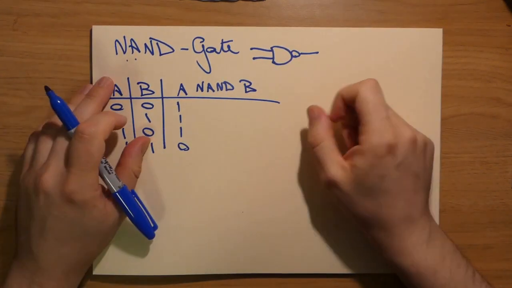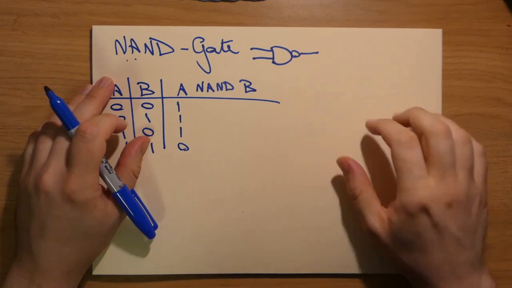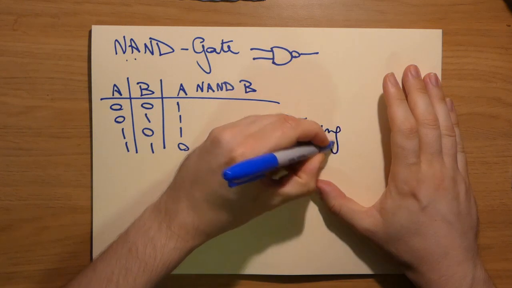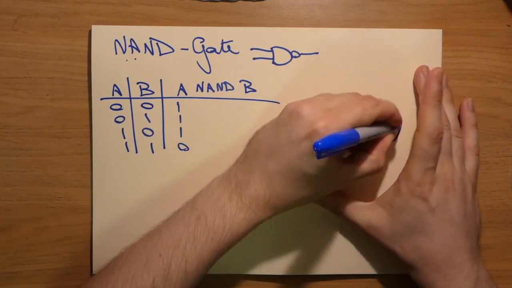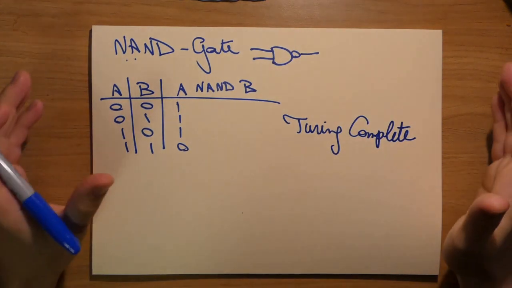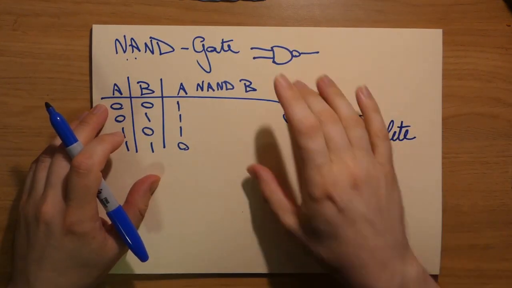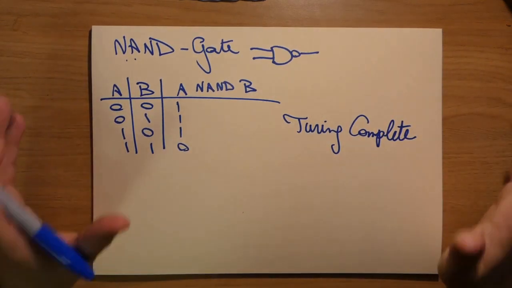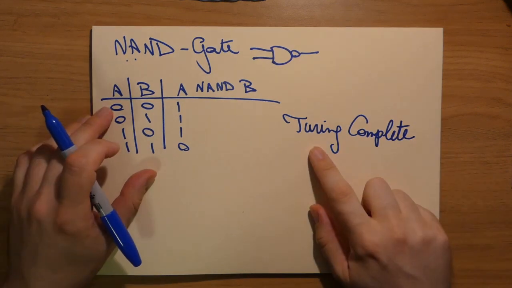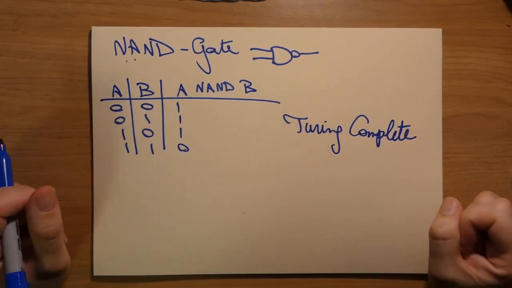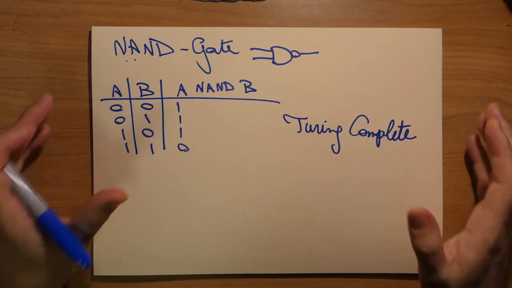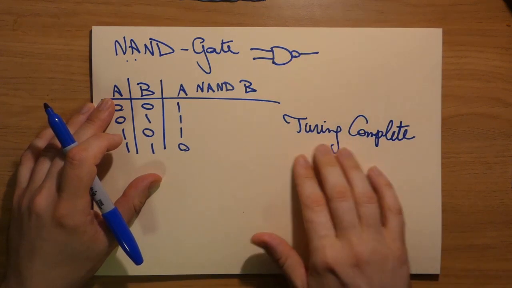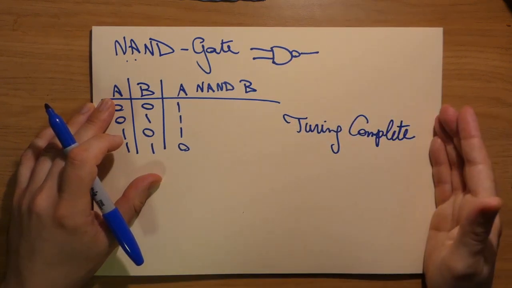NAND gates are very interesting because with NAND gates alone, you can make a system Turing complete. Now, what does it mean for a system to be Turing complete? That is a whole deep subject in and of itself, but basically what it means is that the system allows you to compute anything which is computable. Okay, not everything is computable. Anything which is computable, you can compute it with a Turing complete system.